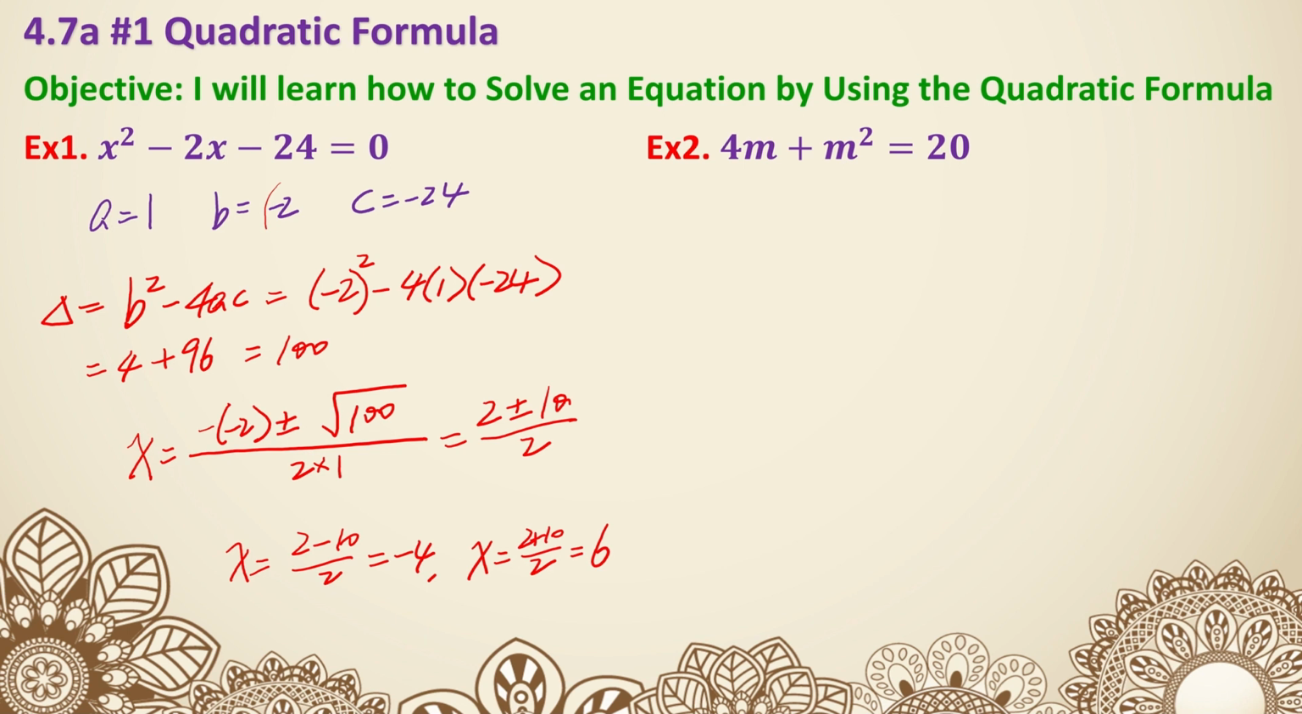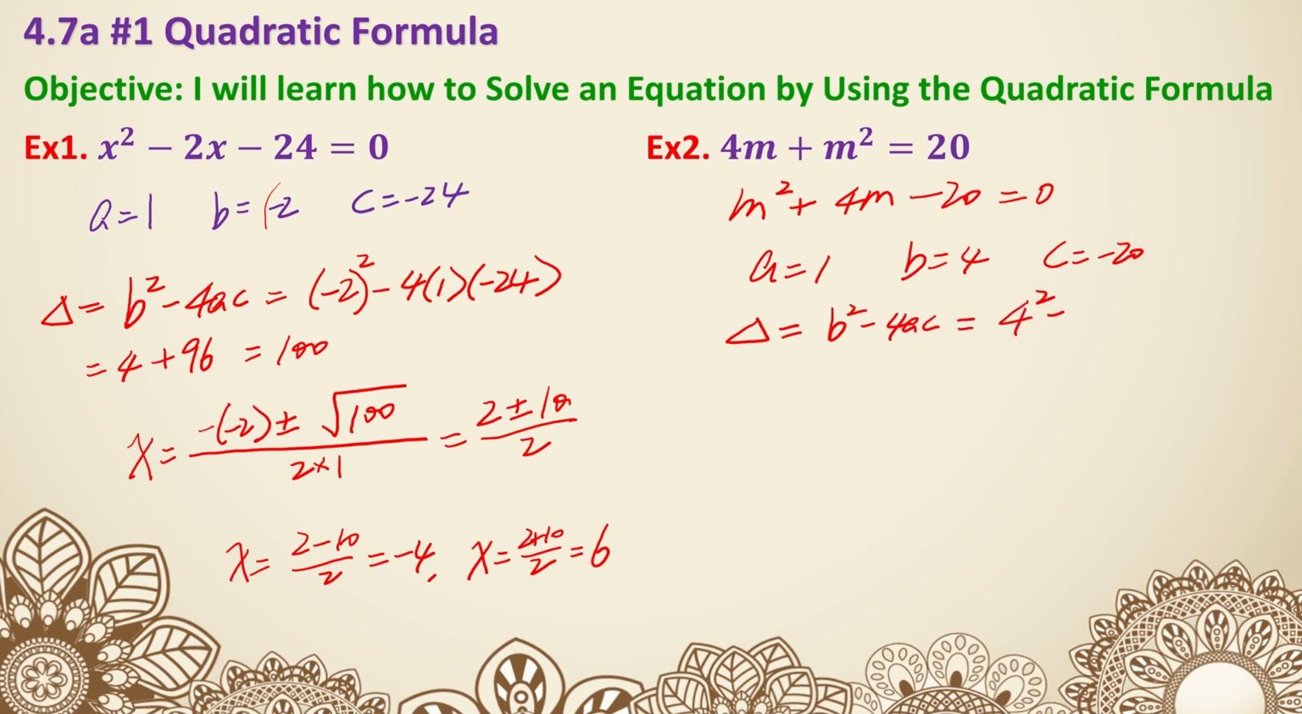Number 2. First, we gotta make sure to put everything in the correct order in standard form before we start identifying A, B, and C. So m squared plus 4m, move the 20 over, minus 20 equals 0. A is a 1, B is a 4, C is a negative 20. The discriminant is b squared minus 4ac, which is 4 squared minus 4 times 1 times negative 20. That is going to be 16. 4 times negative 20 is a negative 80, but it's subtracting, so it's a plus 80, which is a 96.